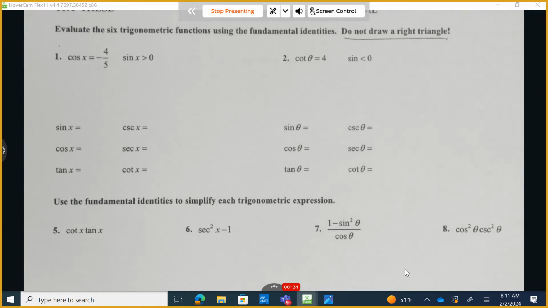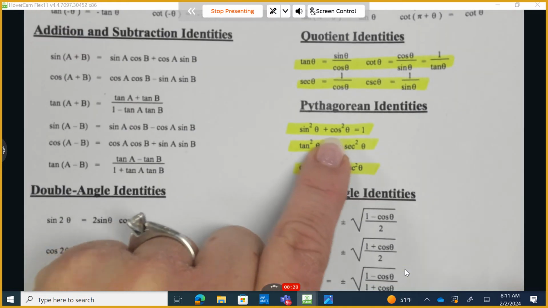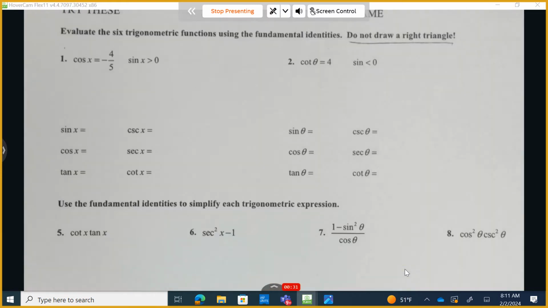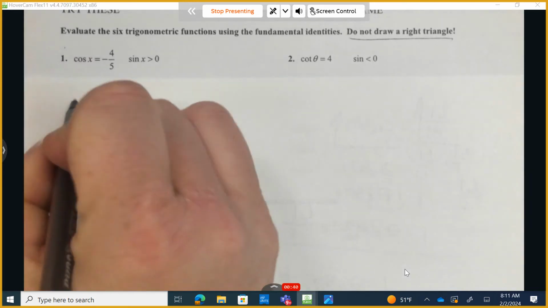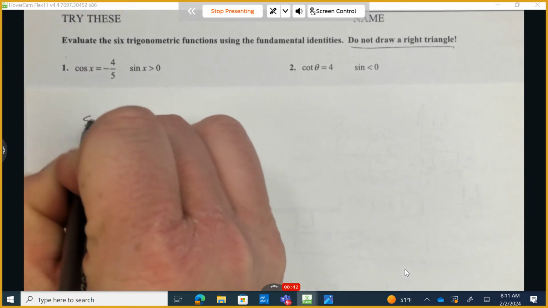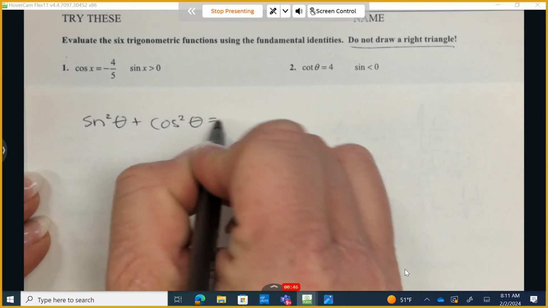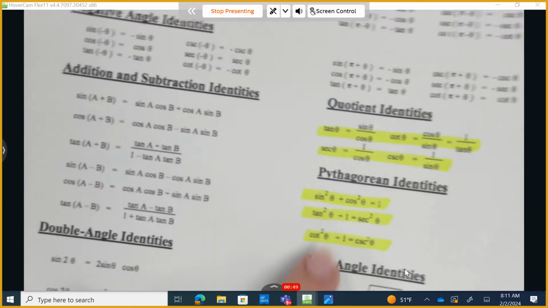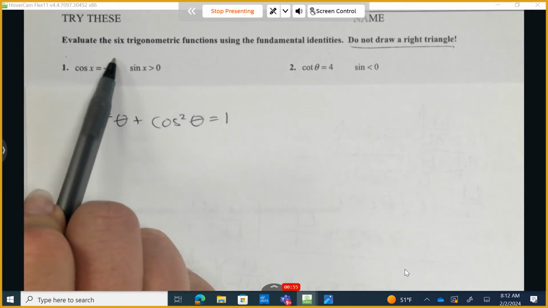So I'm looking and I recognize that we have cosine. Cosine can be found in this first trig identity. So I'm going to grab a piece of paper that allows me to show my work. Just not enough space for me in the provided area. And I'm going to write down sine squared theta plus cosine squared theta equals 1. Where did I find that? That's from the provided identities we are given. Now I'm going to replace cosine with -4/5.